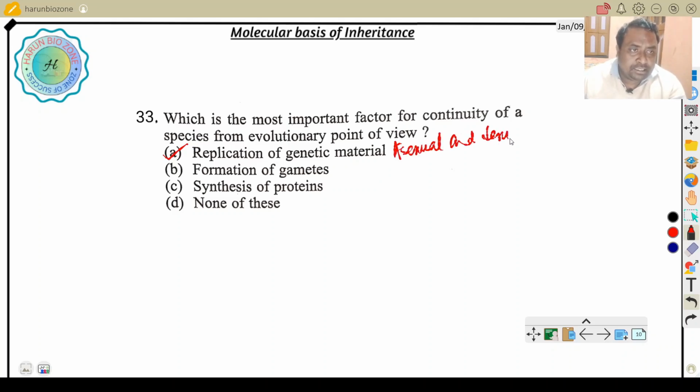Both reproduction, the replication are produced during the S phase of cell cycle. Okay.